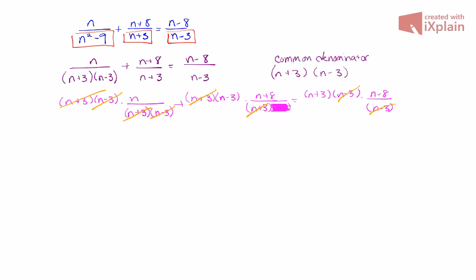Now let's focus and see what we have left. The only thing that we have left in the first term is n. The next one, we have an n minus 3 times an n plus 8. And on the other side, our third term, we have an n plus 3 and an n minus 8. Take a second to think about that. Isn't it interesting that because we are able to locate the common denominator, that allows us to use it as a tool to actually clear out the denominators?